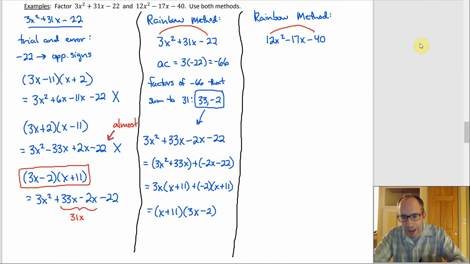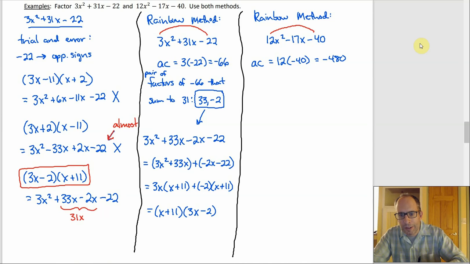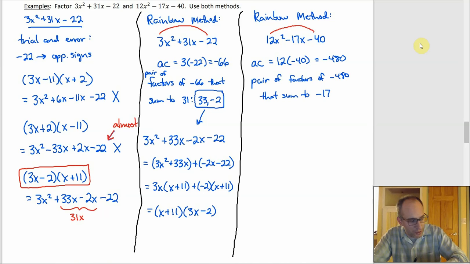Looks like it's going to be negative 480. All right, so AC is going to be 12 times negative 40, which is negative 480, right? Since 12 times 4 is 48, that would have to be true. So then we need, and I guess I should put, pair of factors. So we need a pair of factors of negative 480 that sum to the coefficient of the middle term. So they sum to negative 17.